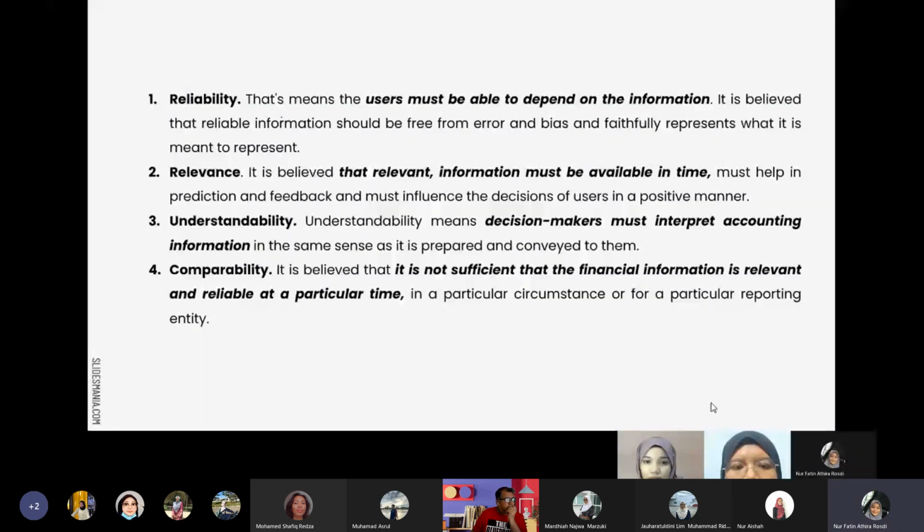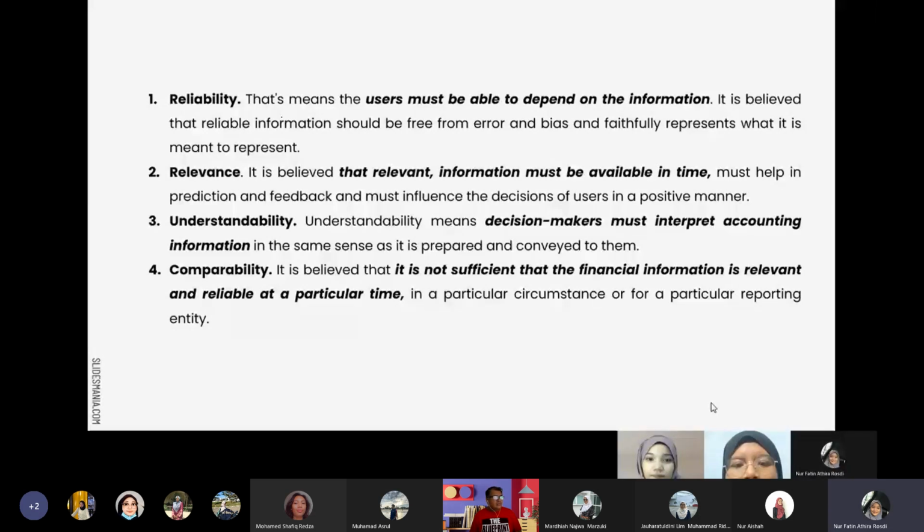Okay, first one is reliability. Reliability means the user must be able to depend on the information. It is believed that reliable information should be free from error and bias and fully represent what it is meant to represent. Second, relevance. It is believed that relevant information must be available in time, must help in prediction and feedback, and must influence the decision of the user in a positive manner. That is understandability. Understandability means the decision maker must interpret accounting information in the same sense as it is prepared and conveyed to them. And last one is comparability.